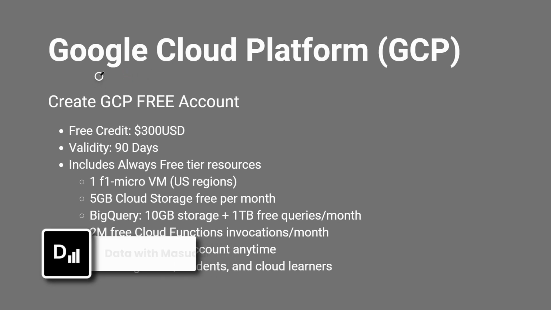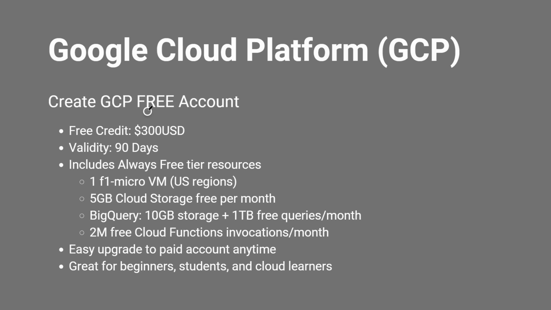In today's video, I'll show you how to create a free account in Google Cloud Platform, or in short GCP. This free account comes with $300 free credit, 90 days validity, and includes always free tier resources. These are some examples, but there are many more. And it is easy to upgrade to a paid account. Anytime you can upgrade to a paid account, and it's great for beginners, students and cloud learners. Let's go step by step.